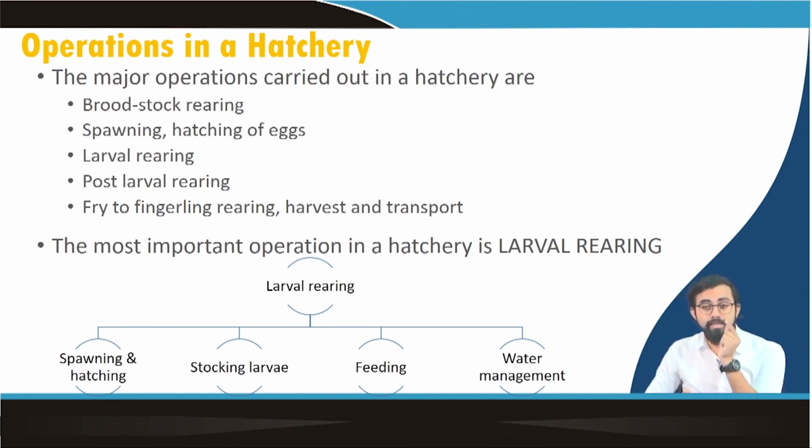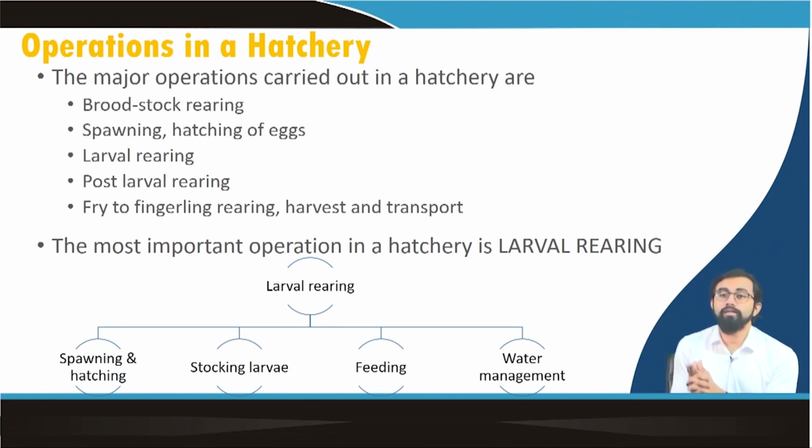Because in this stage, each day their body mass will be multiplying in nature, like in certain manifolds. I'm not talking about a huge number, but it will go very fast, it will grow very fast, you know, that the early stage of development of any animal, any organism. Because of that, their feeding requirement will also vary like anything, okay?